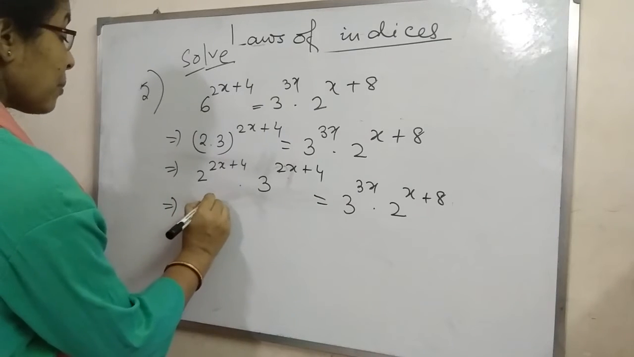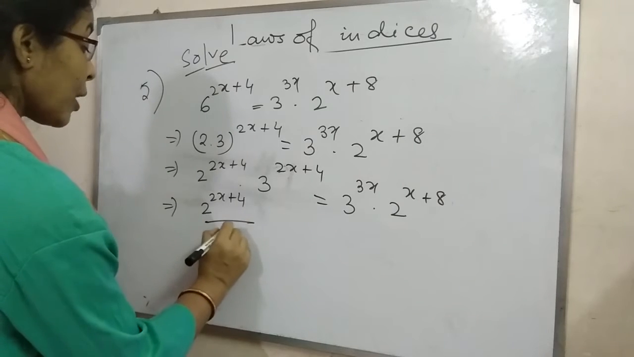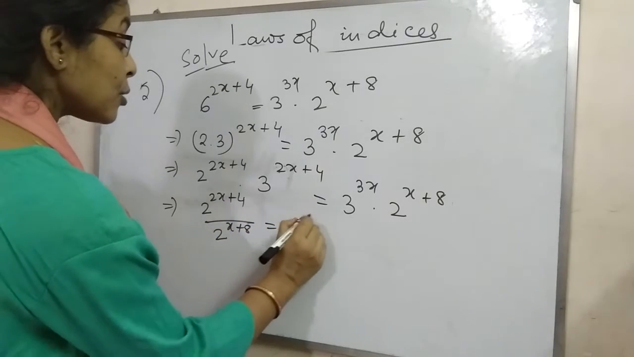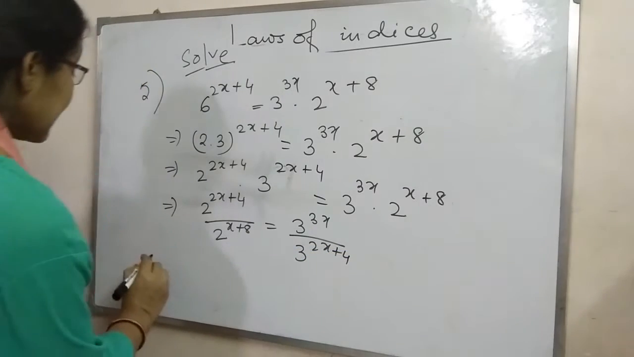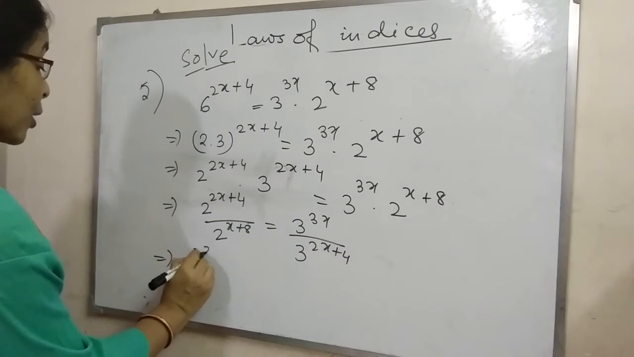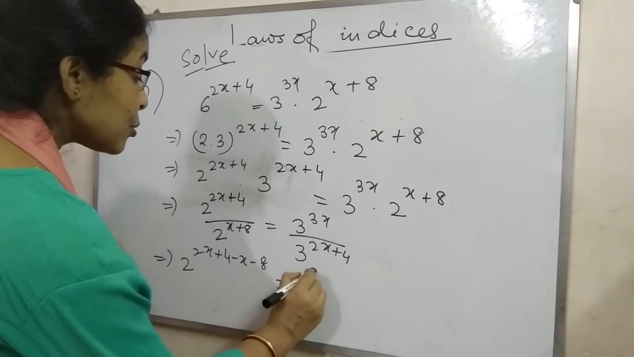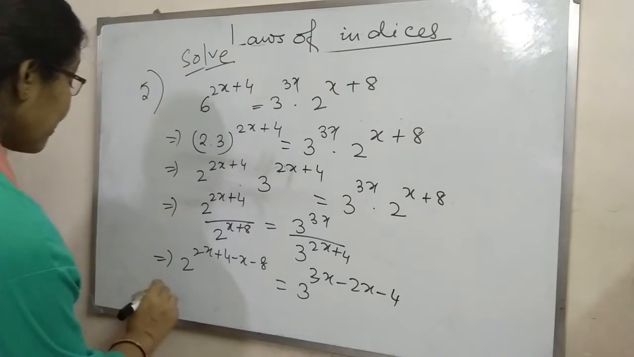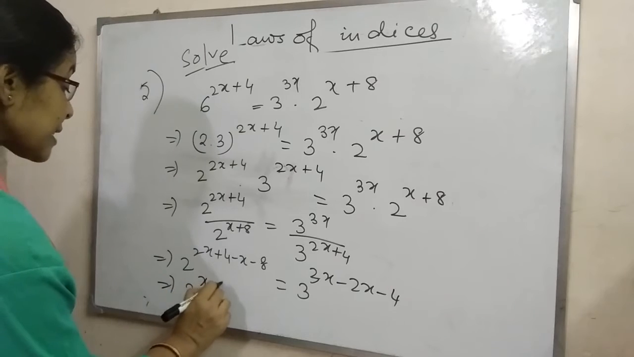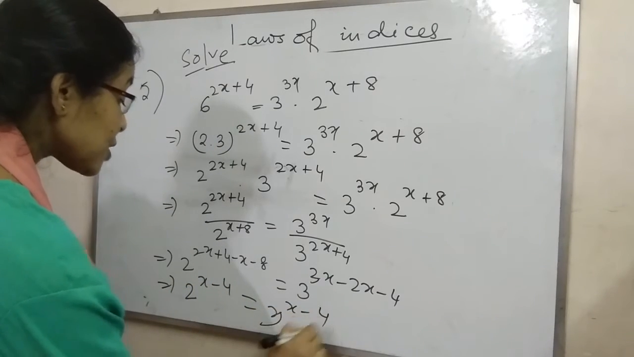That is 2 to the power 2x plus 4 by 2 to the power x plus 8. This is equal to 3 to the power 3x by 3 to the power 2x plus 4. This is equal to 2 to the power 2x plus 4 minus x minus 8. This is equal to 3 to the power 3x minus 2x minus 4. 2 to the power x minus 4. This is equal to 3 to the power x minus 4.